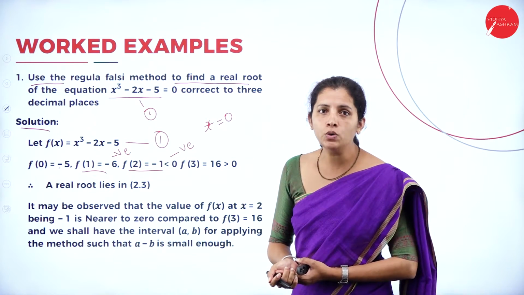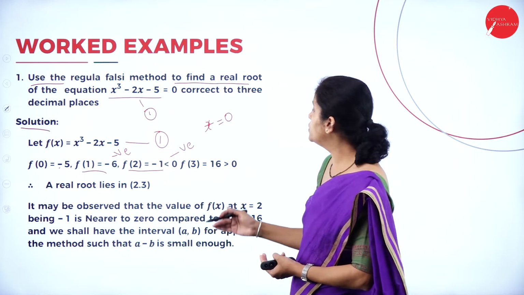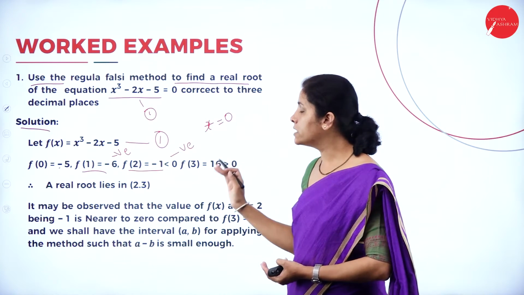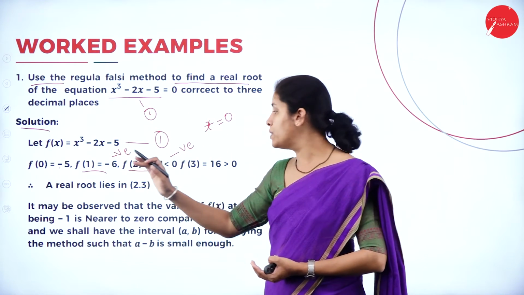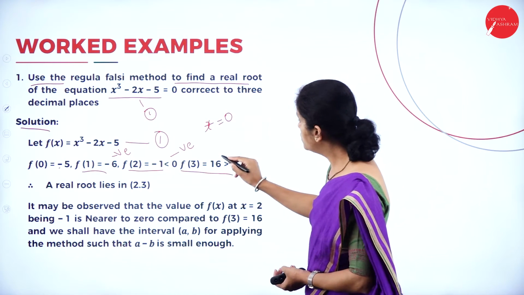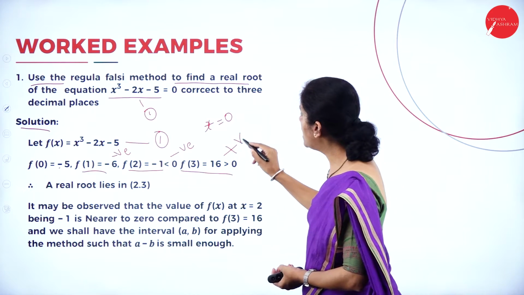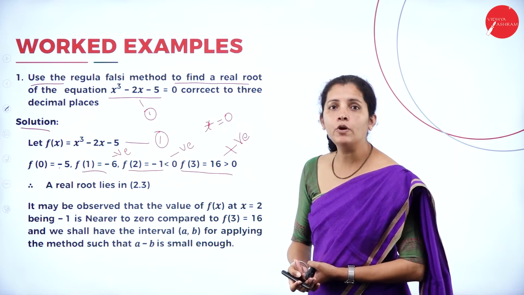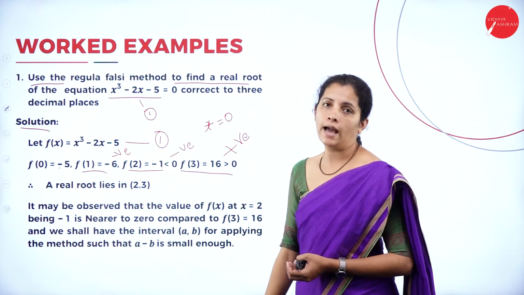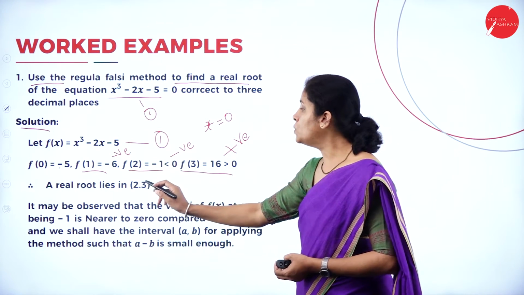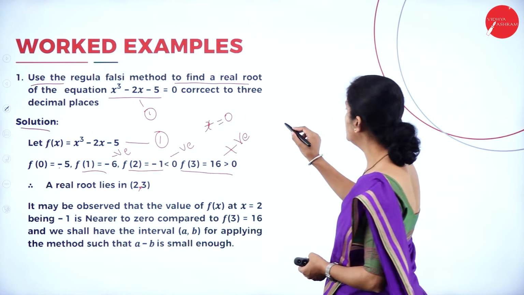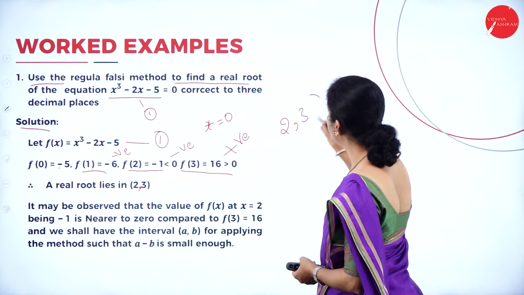So what I want to do? Once again, substitute x equal to 3. And when I substitute x equal to 3 in my equation, I get the answer 16. So it is a positive number. Now I'm going to write the conclusion that the real root lies in 2 and 3.